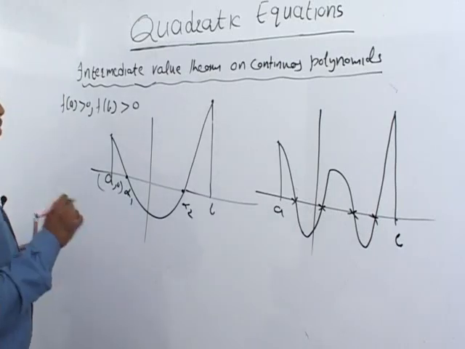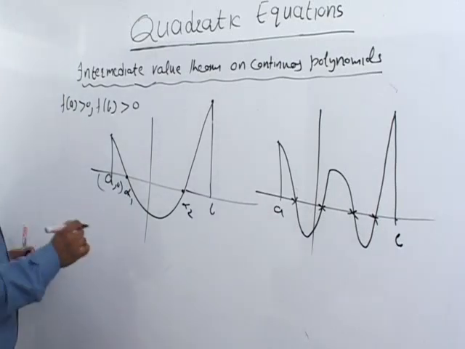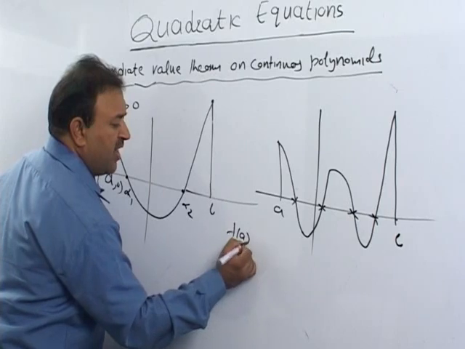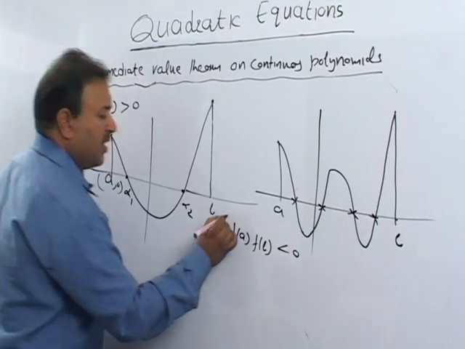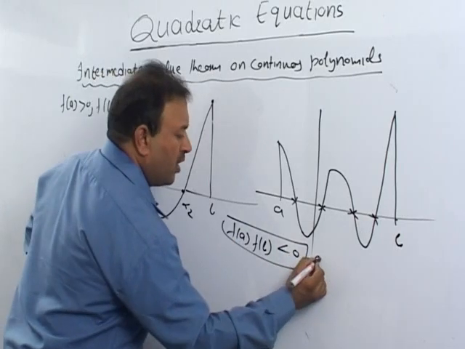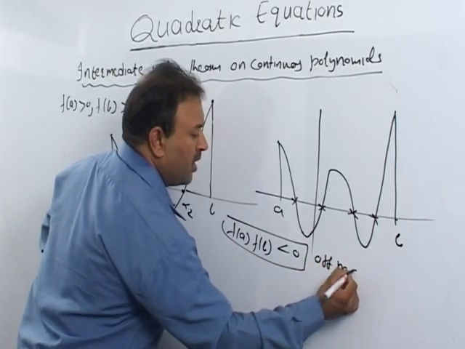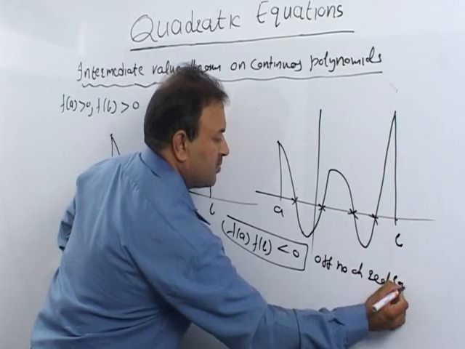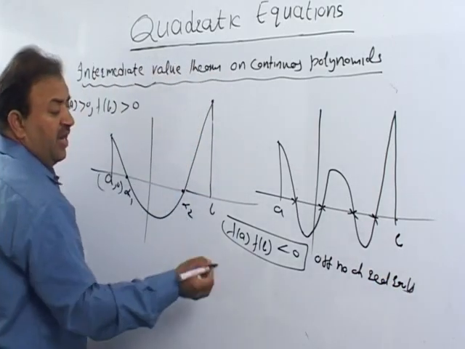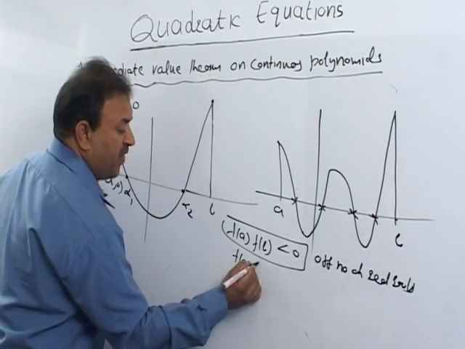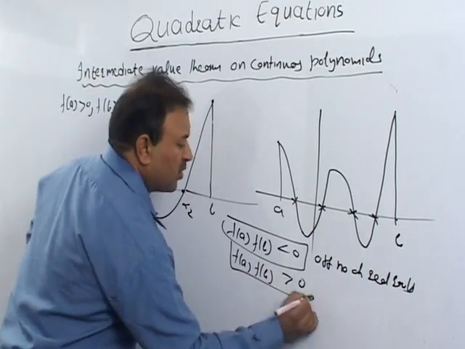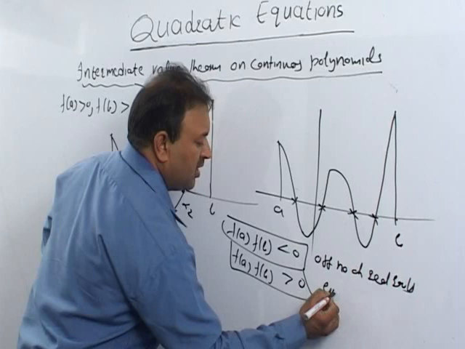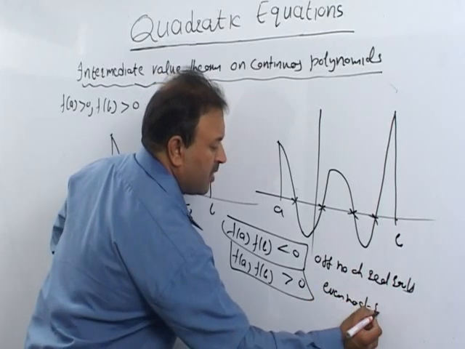So we conclude from here: if f(a) into f(b) is less than 0, then we have an odd number of real roots. And if f(a), f(b) is greater than 0, then we can conclude an even number of real roots, or no real roots.